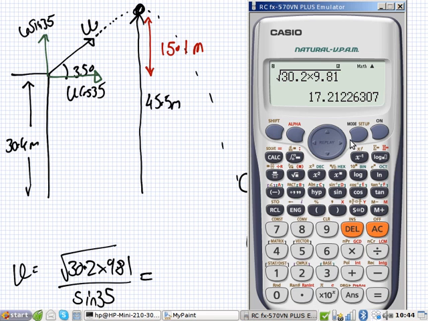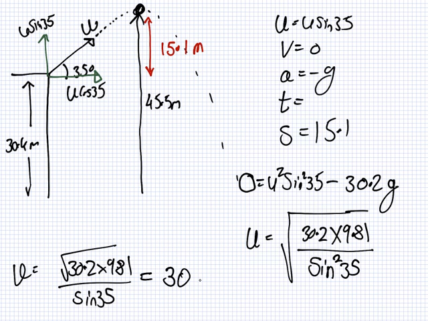Now I need to go back to the green mode. What did you leave out? Just the sine 35? That was one mistake. What else? U equals only U, not U sine. Two mistakes. What else? Just two? How many marks though? Only three information. I can't make more.